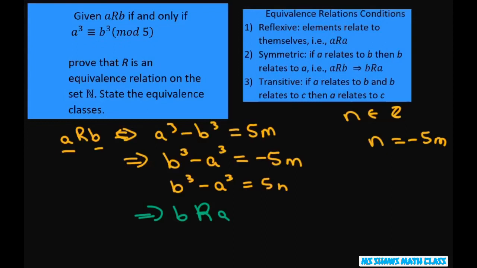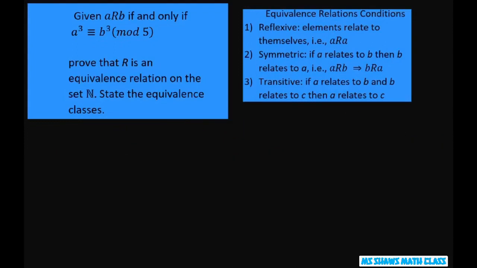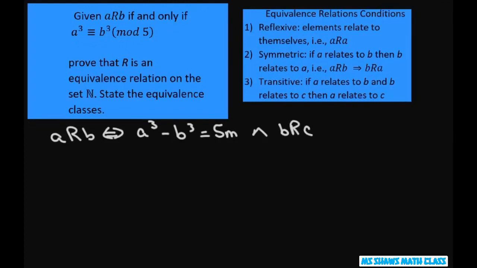Hence, R is symmetric. And for transitive, we're going to write A is related to B if and only if A cubed minus B cubed equals 5m, and B is related to C, we need a C here, if and only if B cubed minus C cubed equals 5n. And this is where n and m are integers.